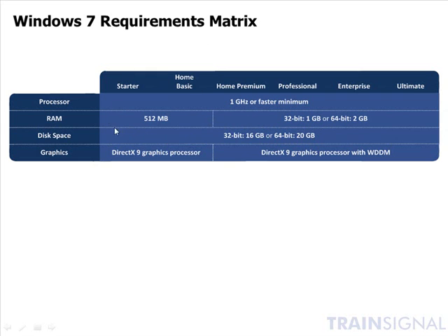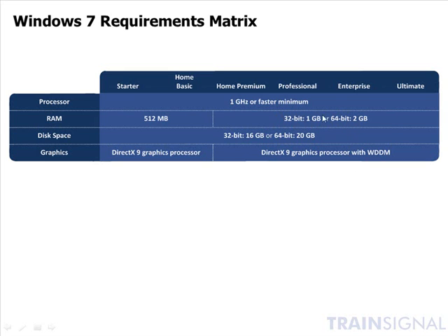The two lowest editions of Windows 7 each require 512 megabytes of RAM, mainly because they have either no or very limited support for Windows Aero, which is Windows 7's graphical interface. For the higher editions of Windows 7, including Home Premium, Professional, Enterprise, and Ultimate, Microsoft recommends a minimum of 1 gigabyte of RAM for the 32-bit edition, or for the 64-bit edition, 2 gigabytes of RAM.